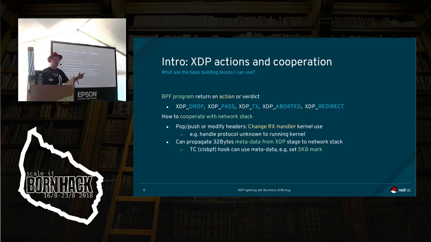You can also propagate information from this stage into the SKB. There are 32 bytes you can use for transferring metadata you obtain in this stage to the next SKB stage. It's a fairly advanced feature, but I've not seen that many people use it, but it's available.